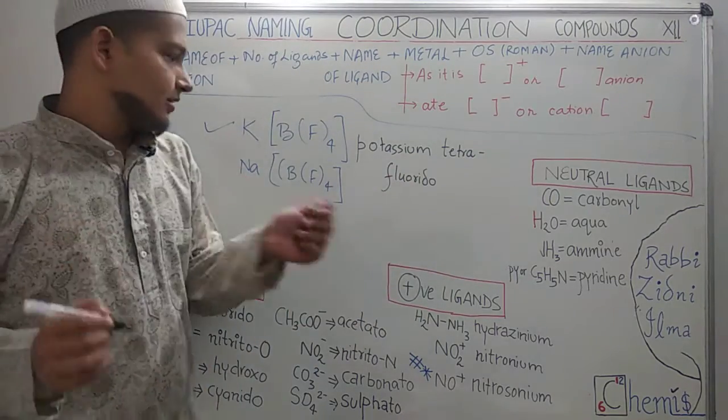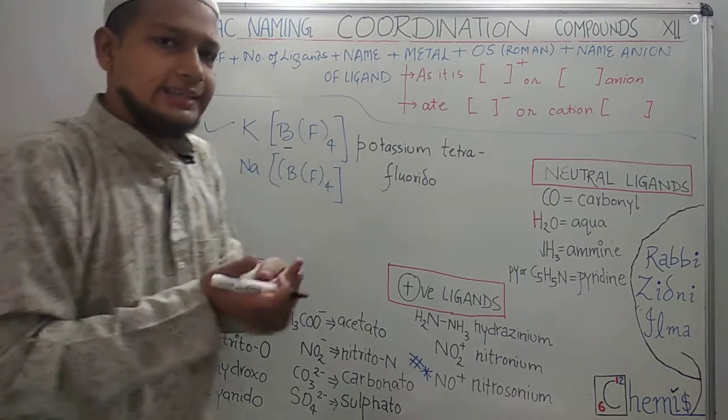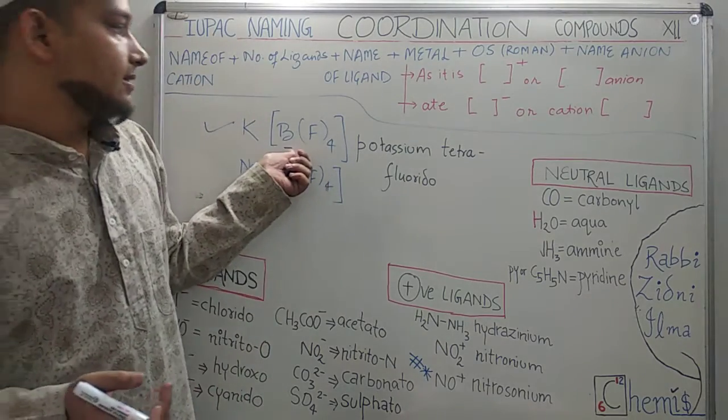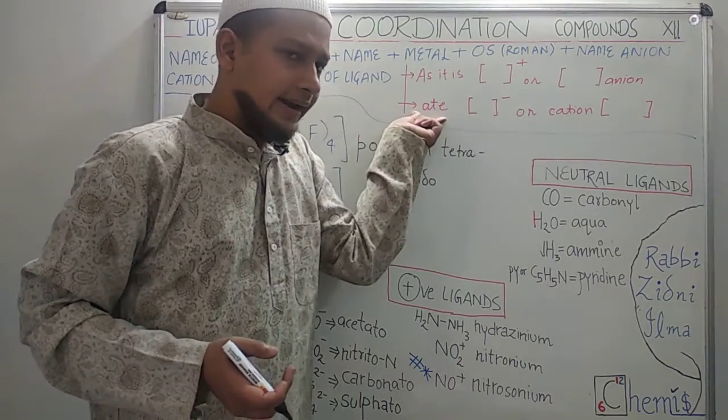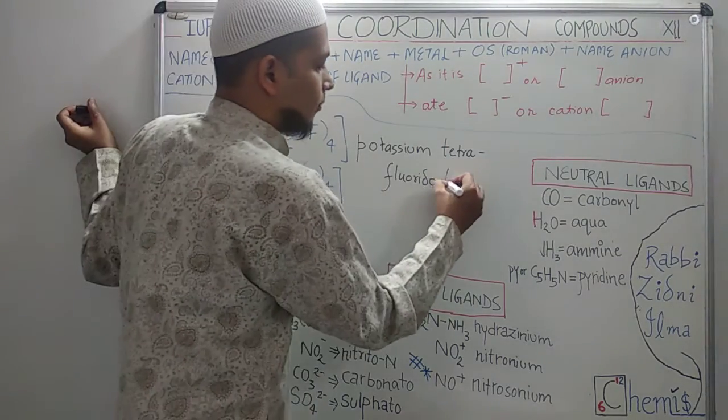Now what should we write? We should write boron or borate. So in this particular case, we can see a cation is present, this condition is present, we will add ate, hence our answer will be borate.